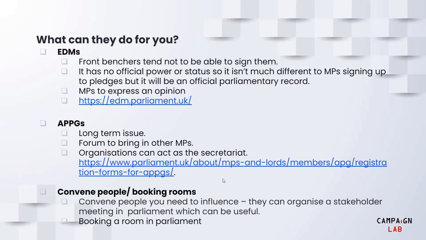The other really concrete thing they can do is convene people and book rooms for you in Parliament. These are 2 really useful things if you're trying to get press to cover something or launch a report. The MP can also be quite good at convening stakeholders. So if you want a bit of weight, sometimes getting an MP to do that is important.